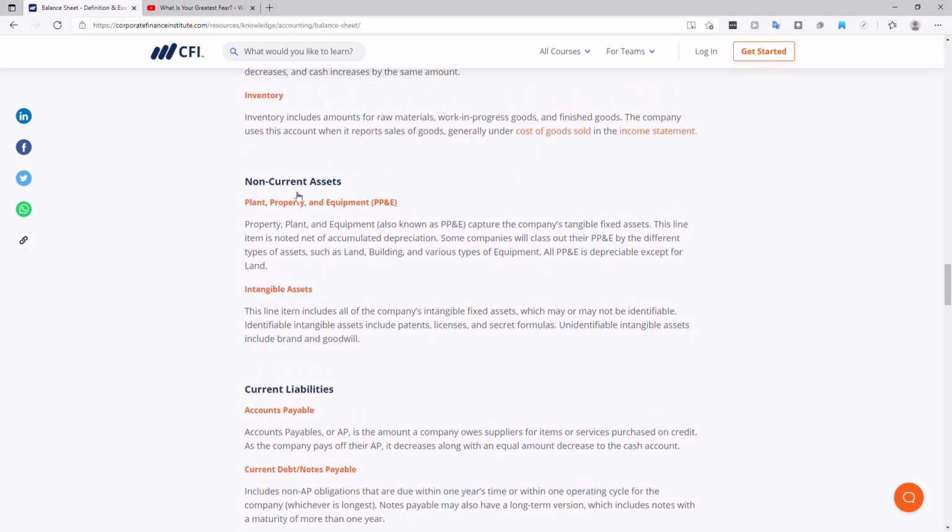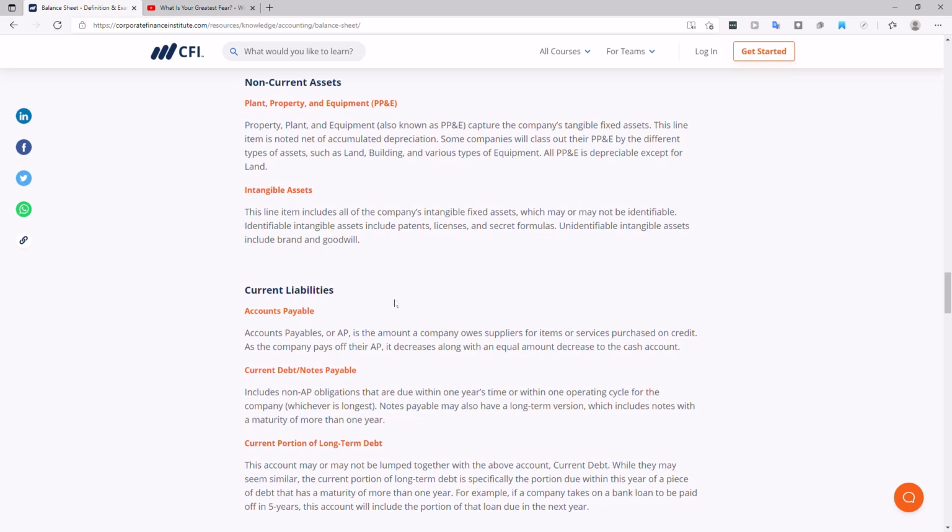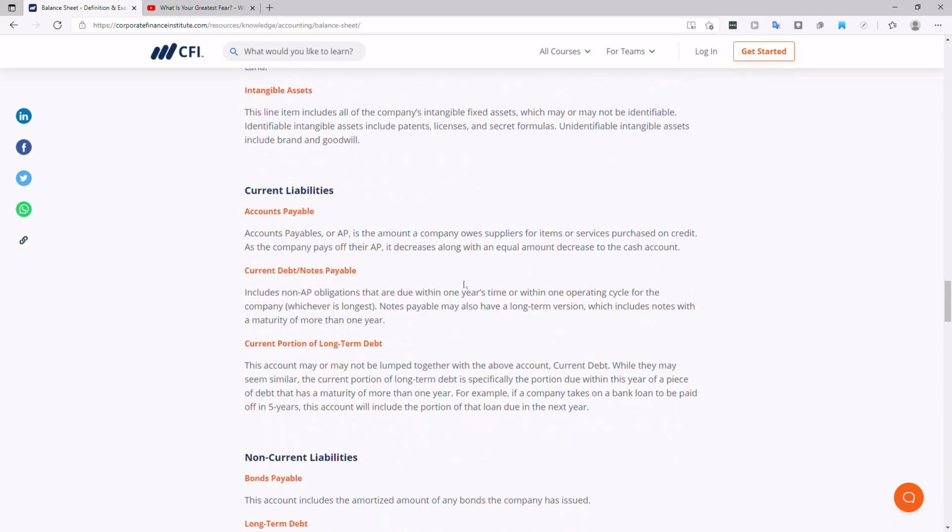So current liabilities are liabilities that are due within 1 year, in less than 1 year, and they need to be paid in less than 1 year, otherwise they're going to hurt the company. So accounts payable, current debt, notes payable, current portion of long-term debt are all current liabilities that need to be taken care of. Of course, accounts payable is money the company needs to pay suppliers on inventory purchases, or credit purchases on inventory.